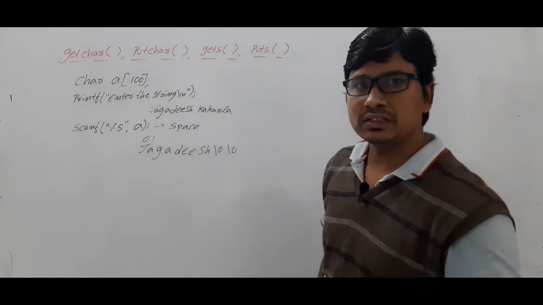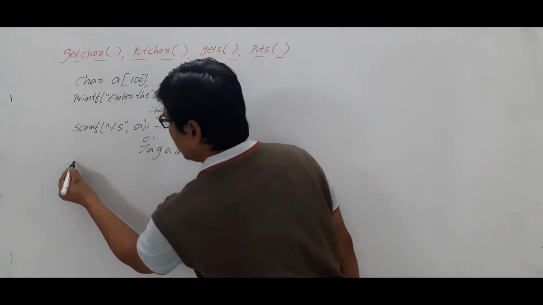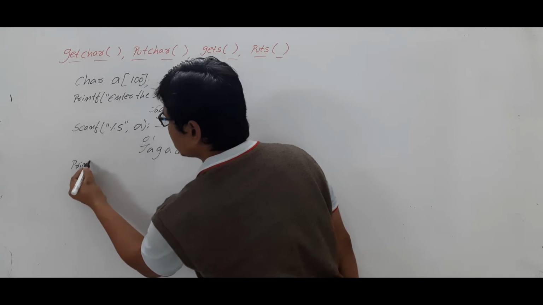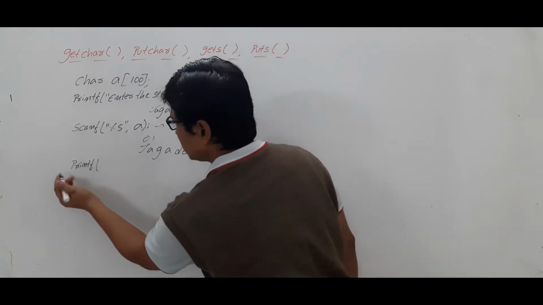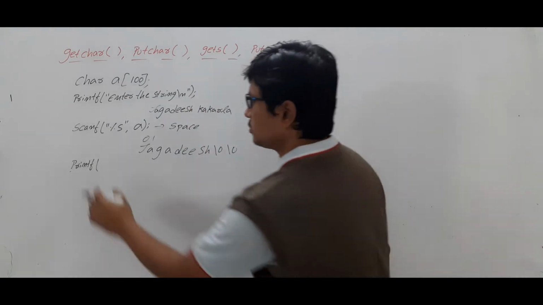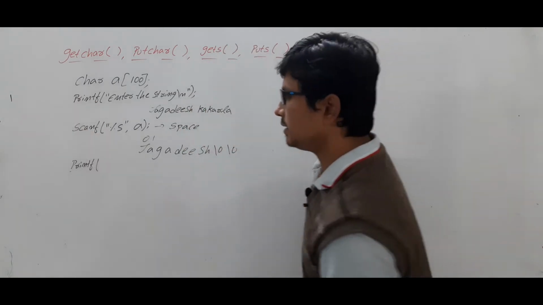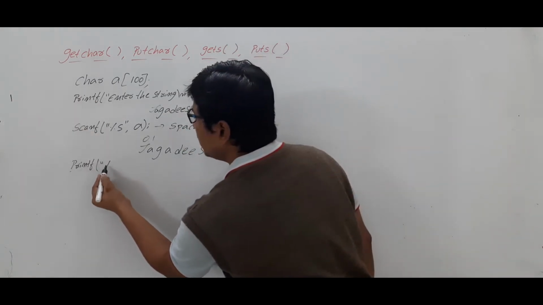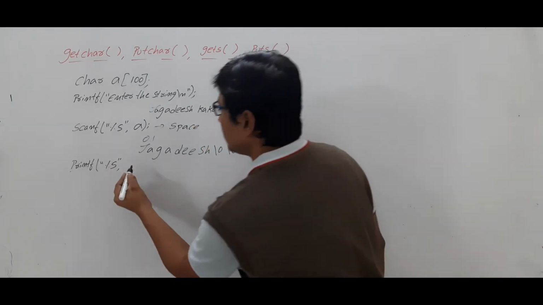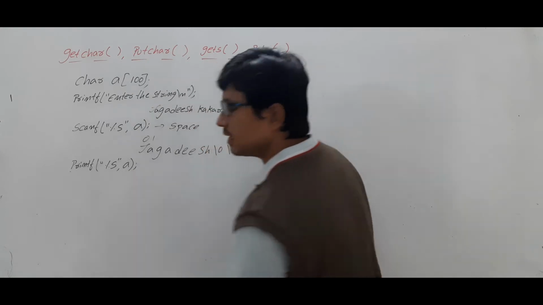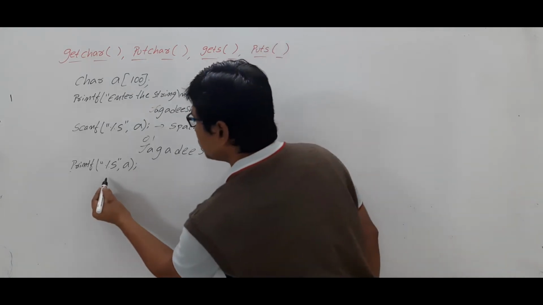Now when the user tries to print the string in the array A, we need to use the printf function. See, it is small p, small f. Again we need to use the format specifier %s, and then specify the name of the array. Then it will display the output as Jagadish.